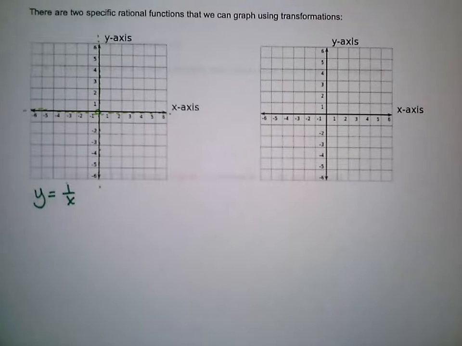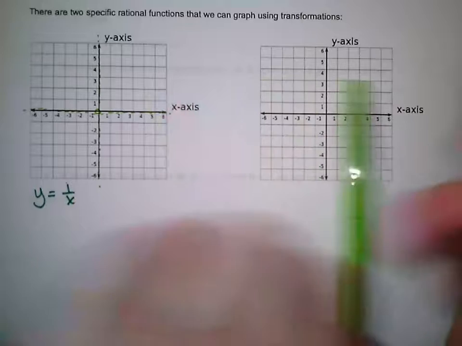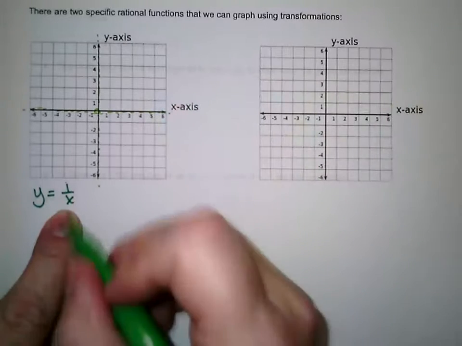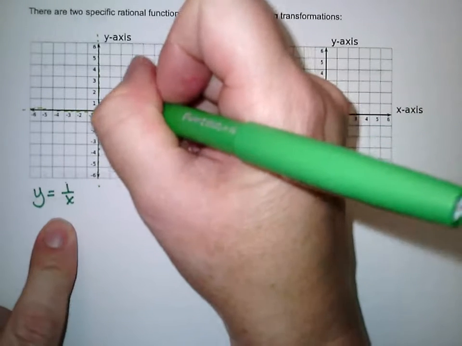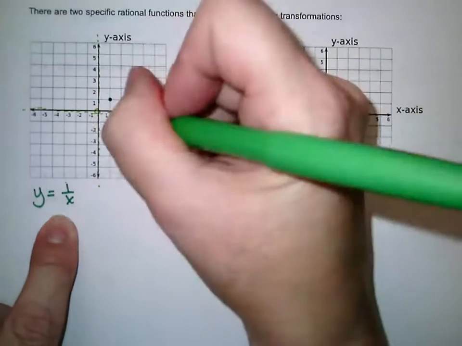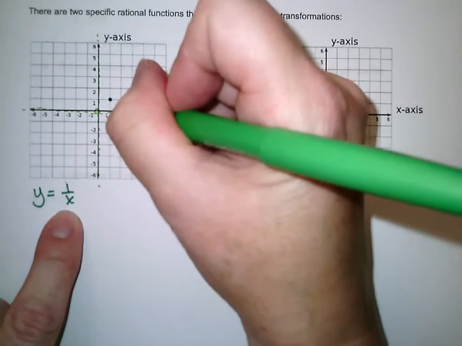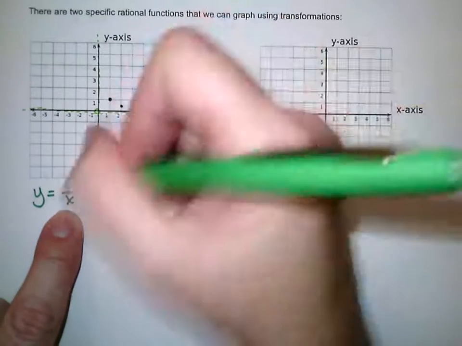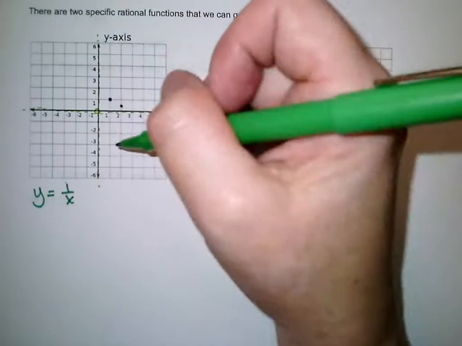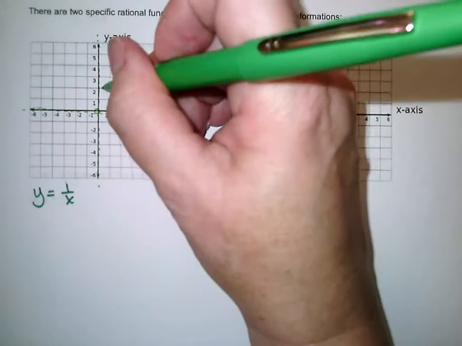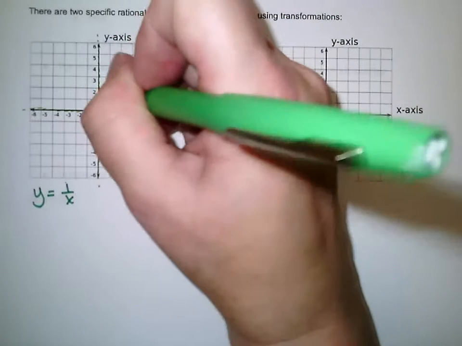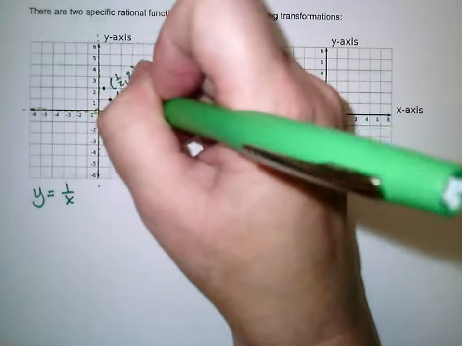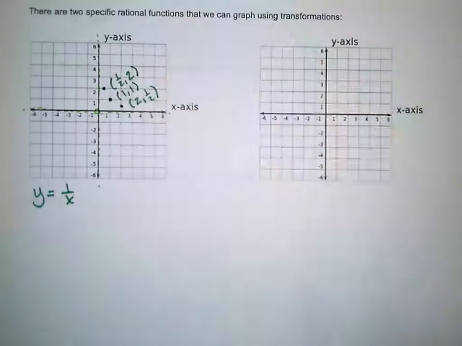The ordered pairs that we use to graph this: if we input a 1, then we'll output 1 over 1, which is also 1. If we input a 2, the output will be 1 over 2, so 1/2. And if we input 1/2, we'll output 1 over 1/2, which would be 2. So those are our ordered pairs: 1/2, 2; 1, 1; and 2, 1/2.